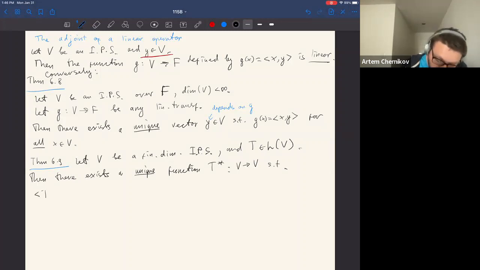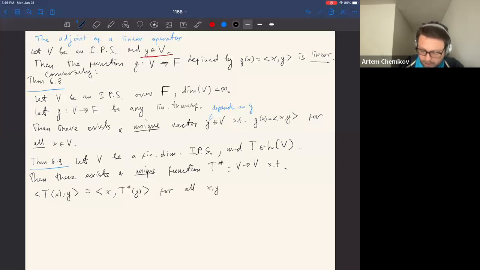So we have that the inner product of T of X with Y is equal to the inner product of X with T star of Y. And this holds for all X, Y in V. Okay. Moreover, in this case, this unique function T star has to be linear.